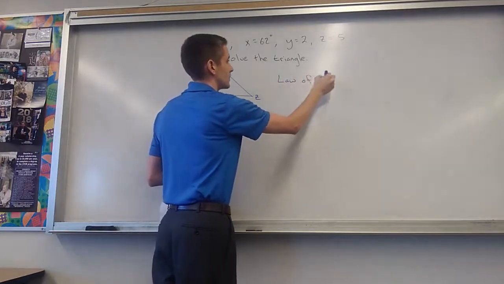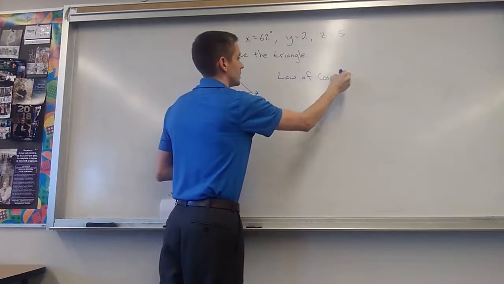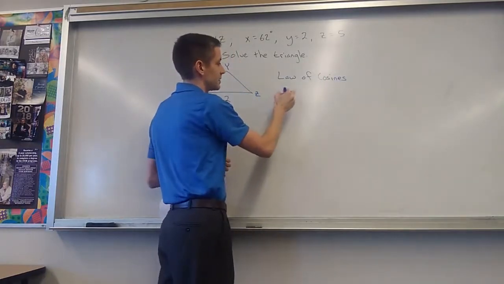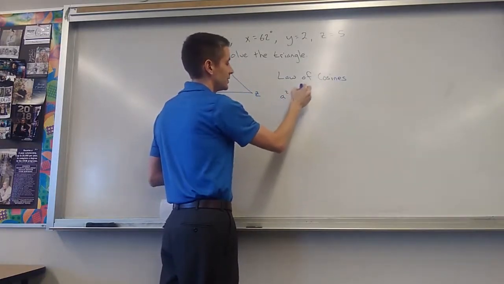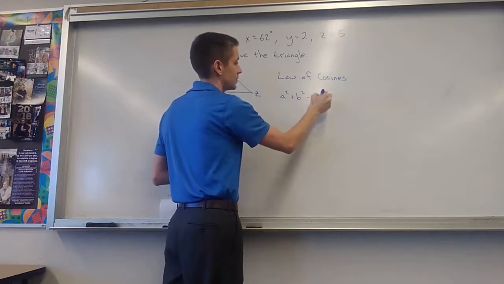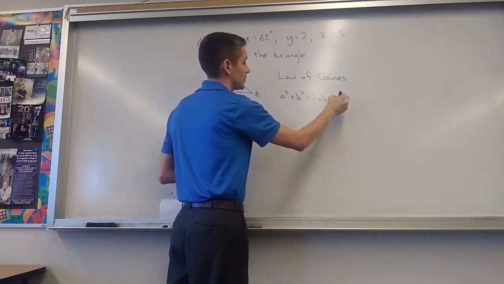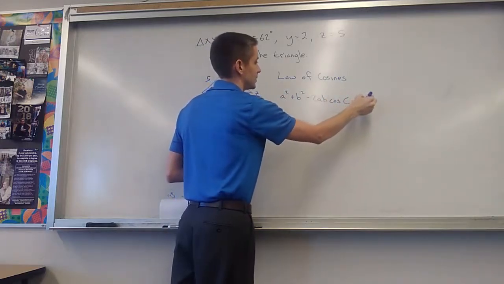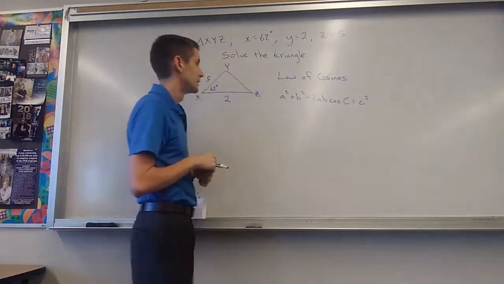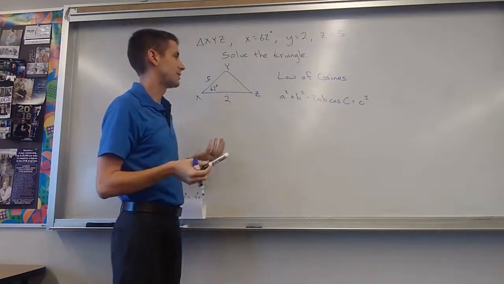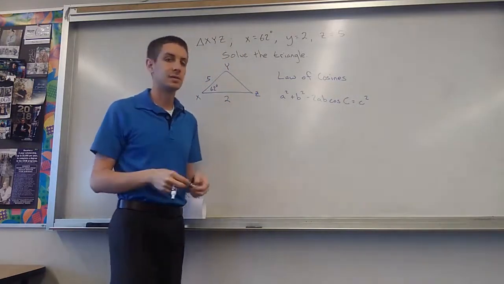The law of cosines states that a squared plus b squared minus 2ab cosine of c is equal to c squared. So looking at our triangle, we have to figure out what's a, what's b, and what's c, because we have an x, y, and z. We don't have a, b, and c.